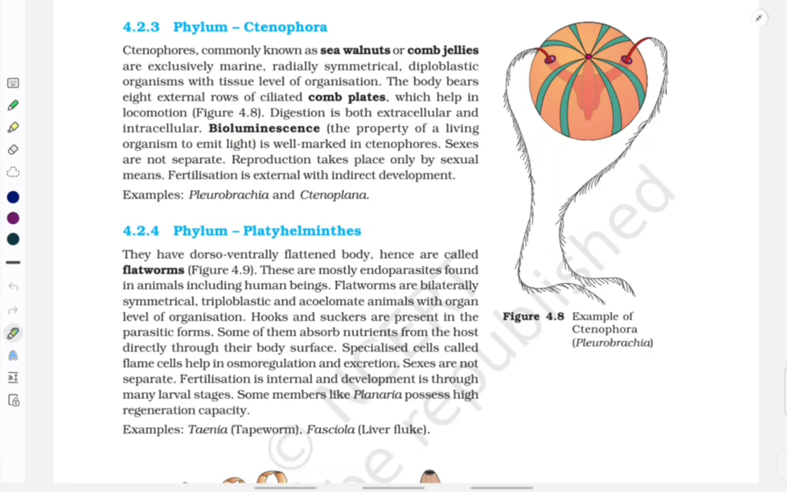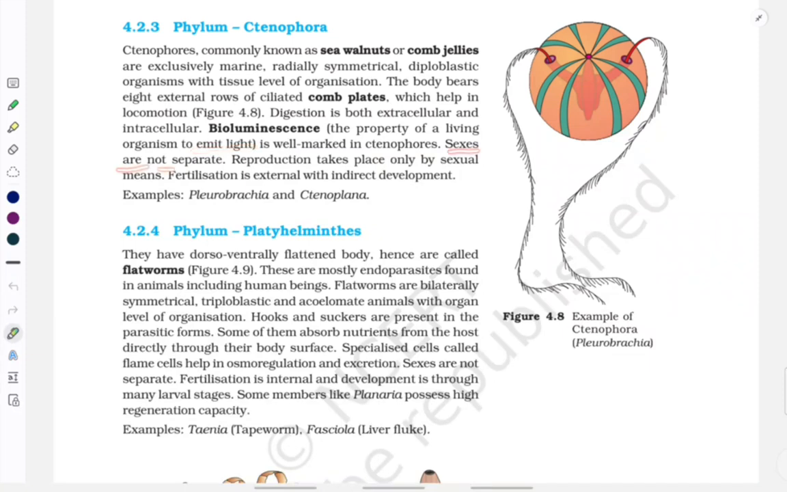Bioluminescence, the property of a living organism to emit light, is well marked in ctenophores. So bioluminescence is also a characteristic feature of ctenophores. Bioluminescence is when a living organism can emit light on its own.